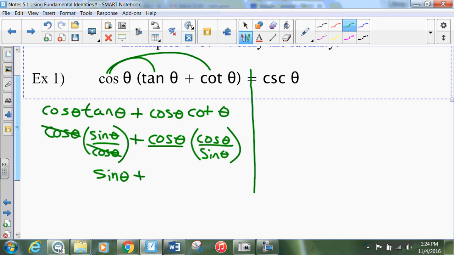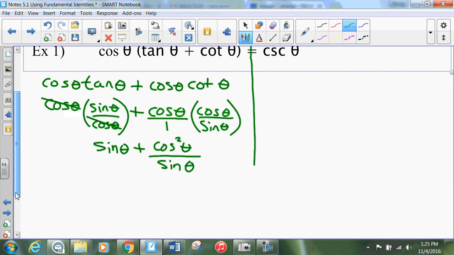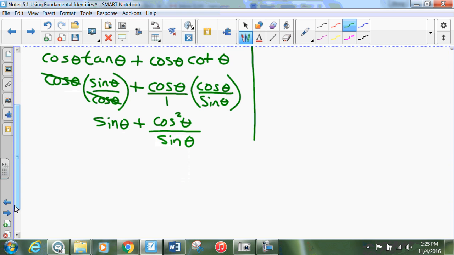But when I think about what they're asking me to do, it might be easier to see if I put cosine theta over 1. Now we can see it's a fraction times a fraction. So cosine theta times cosine theta is going to be cosine squared theta. And then 1 times sine is sine theta. It's getting long, but we're getting closer, I promise. So here we go. Now I notice that I've got a fraction plus a non-fraction. And so I need to create sine theta as a fraction so I can add it to cosine.